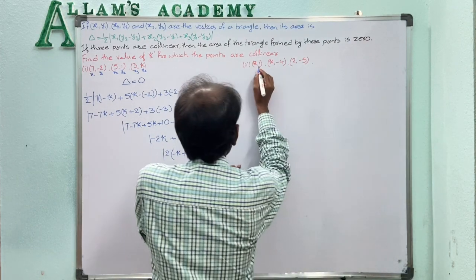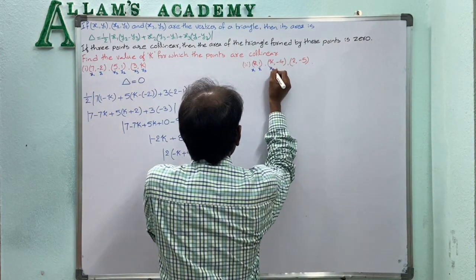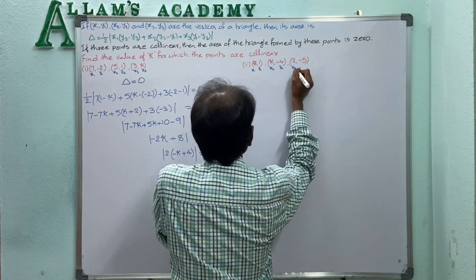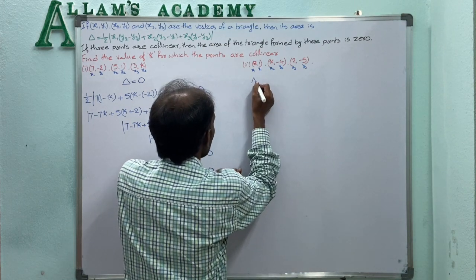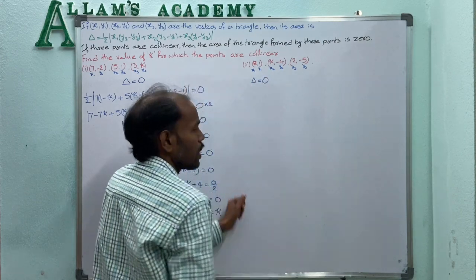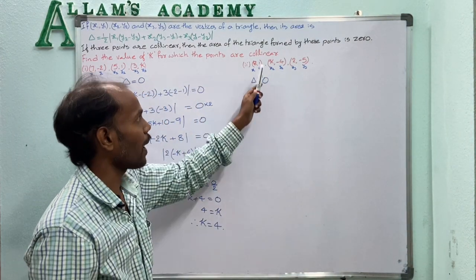So here (8, 1) will be taken as the x1, y1 coordinates, (k, -4) are the x2, y2 coordinates, and (2, -5) are the x3, y3 coordinates. Then the area of the triangle formed by these points will be equal to 0. Then only they are collinear points.